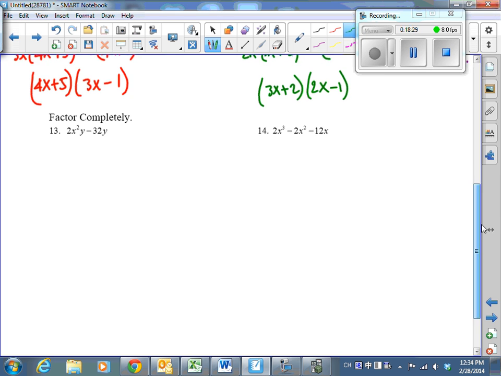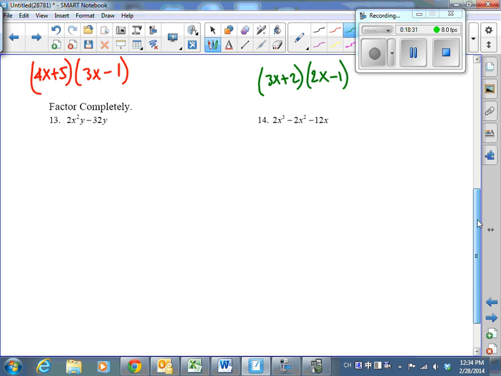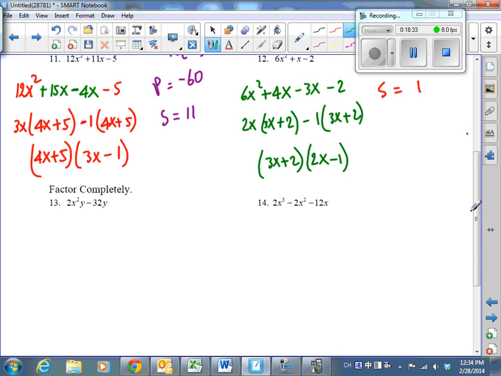The last portion says factor completely. The last two problems are the easiest ones. What do they have in common so far? Y and a 2. And what's left? X squared minus 16. Are we done? No, look inside the parentheses. That's something cool. What is cool about it?